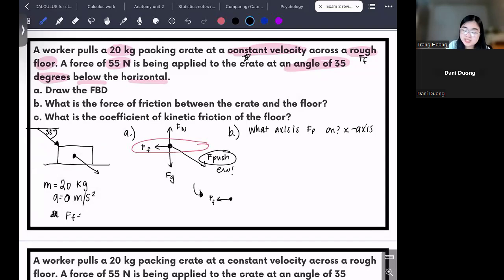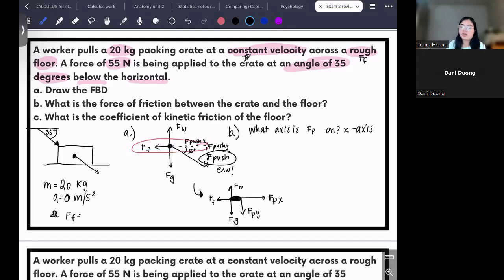Oh, and something I didn't include is the angle, 35 degrees. My bad. So this is 35 degrees. And this is our x and y components, right? This is force push x. This is force push y. And then force normal. And we know that we also have force gravity. We also have another force going down, which is force push y. And then we also have a force going this way, force push x.